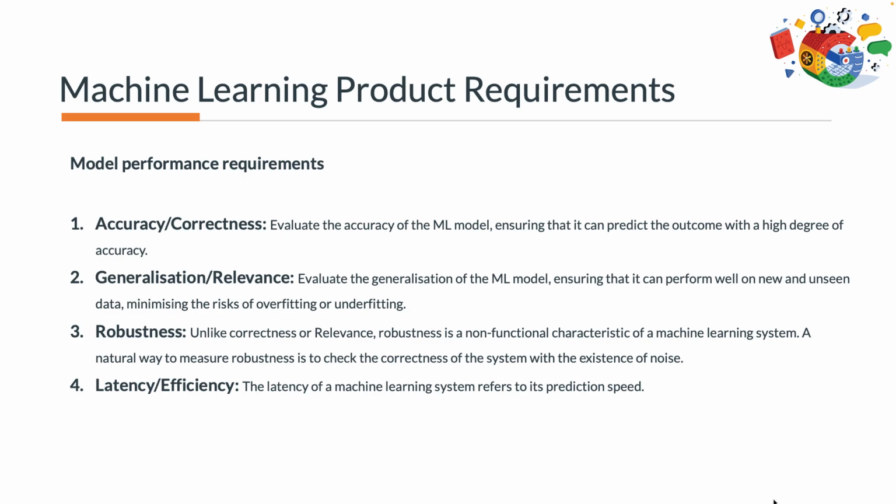The last one is latency and efficiency. The latency of a machine learning system refers to its prediction speed. If the model is too complex, then it will be slow. You can add more CPU and memory to your systems, or you can add more virtual machines, for example, to make it faster. However, by doing that, the cost of training the model and predicting values will go up.